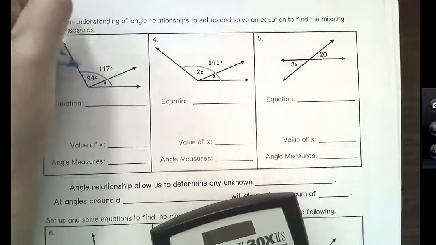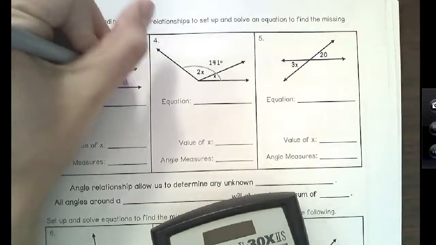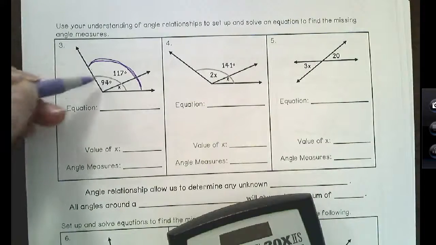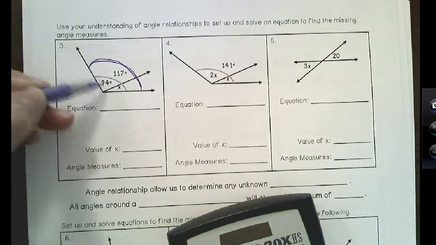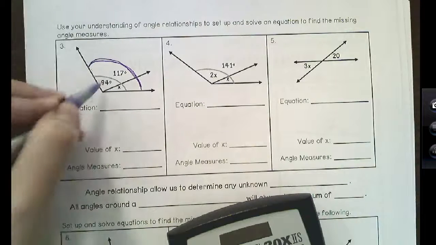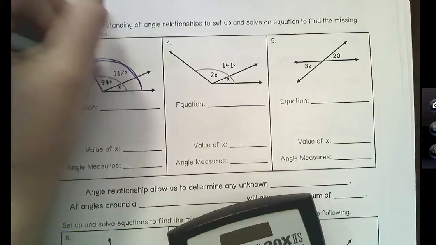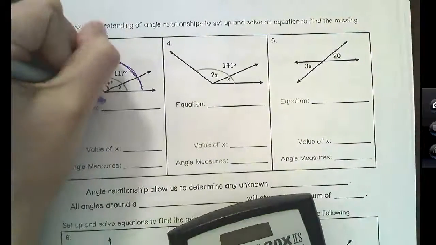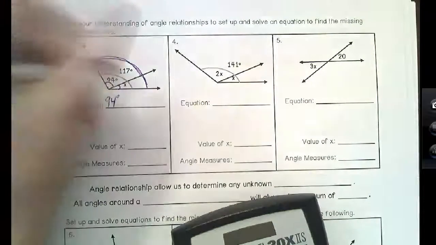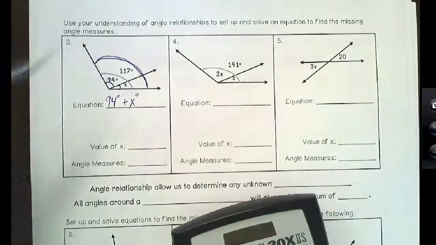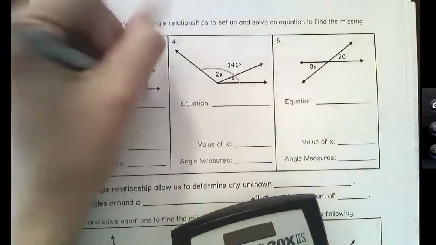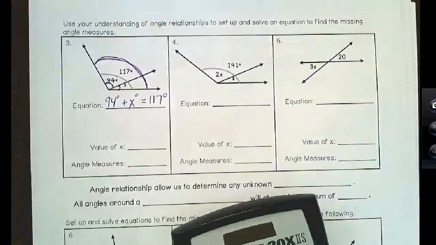This 117 degrees represents this entire angle. So this entire big angle right here is 117 degrees. And then you can see that that angle is broken down into two smaller angles, a 94-degree angle and an x-degree angle. We have to figure out what x is. So we know that if I take this 94-degree angle, and I add to that 94-degree angle this x-degree angle, if I add those two small angles together, altogether they create this big angle, which is equal to 117 degrees.